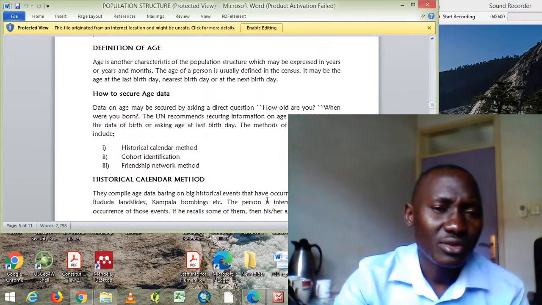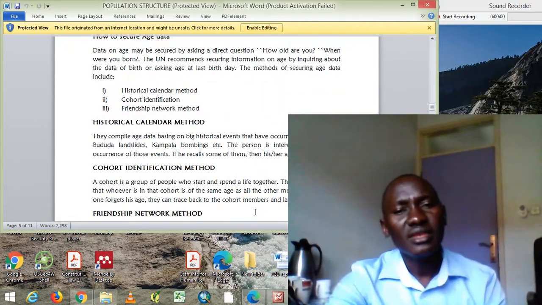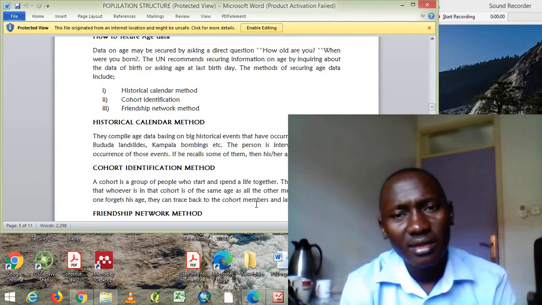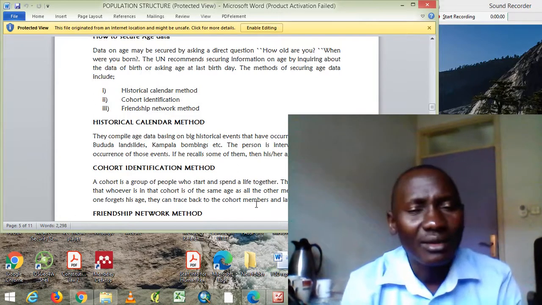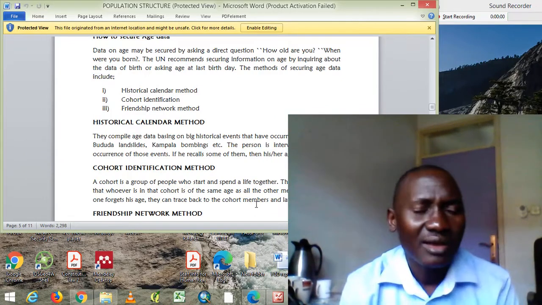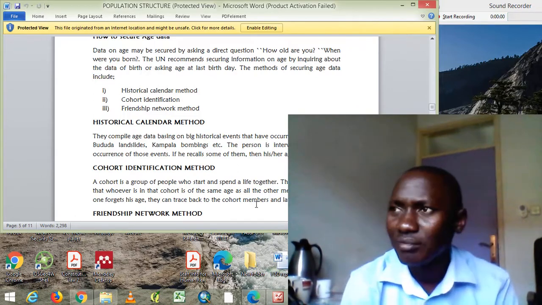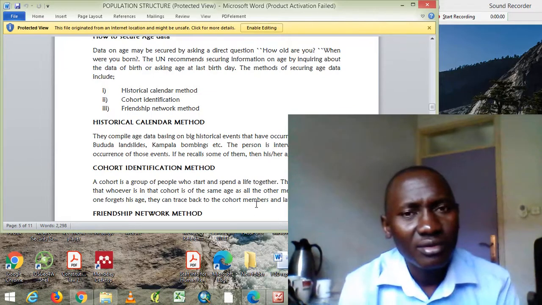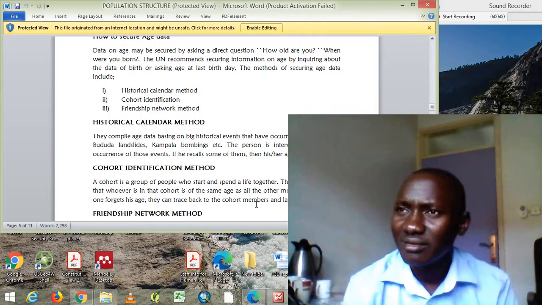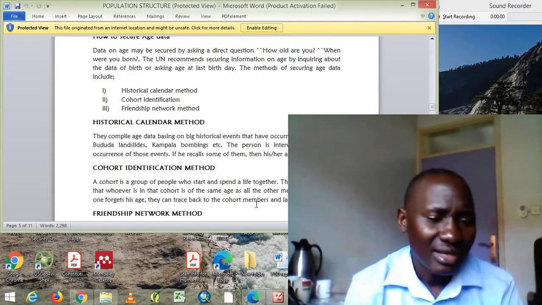One of them is the historical calendar method. In this historical calendar method, we compile data based on big historical events. For example, World War. Some of you could be having your father who was living by that time when the Second World War happened, for example. We have things like the Bududa landslides. We have our brothers from Bale campus and others here on main campus who come from the mountains of Mount Elgon there. And so you can attribute it to Bududa landslides. And you said there was this huge landslide. Important for us, we shall trace which landslide this person is talking about.